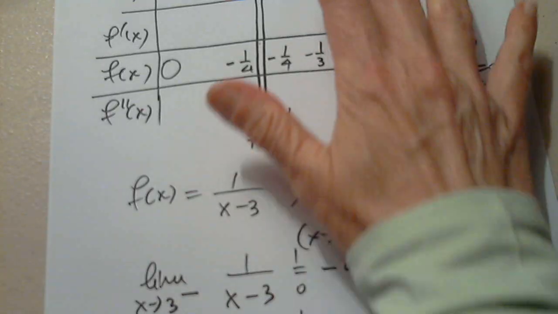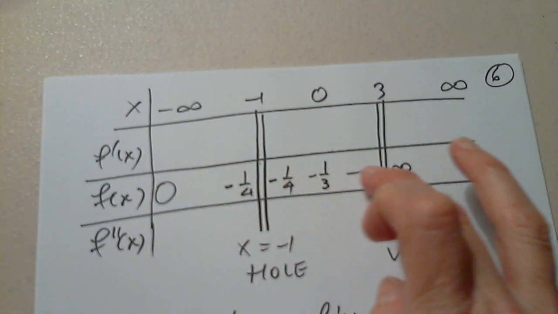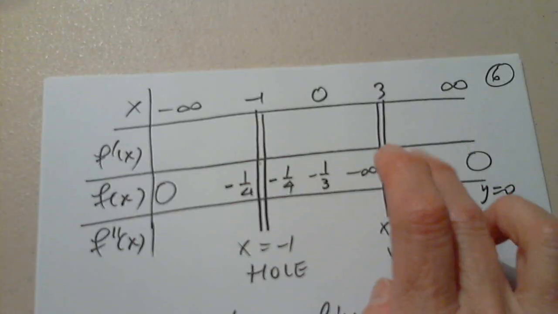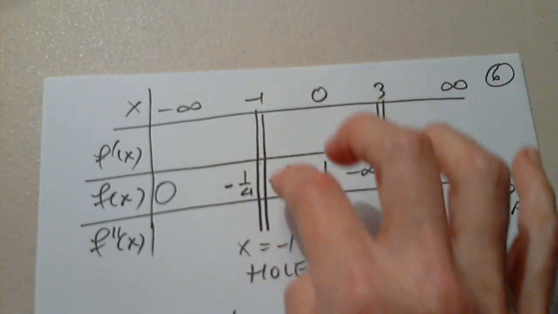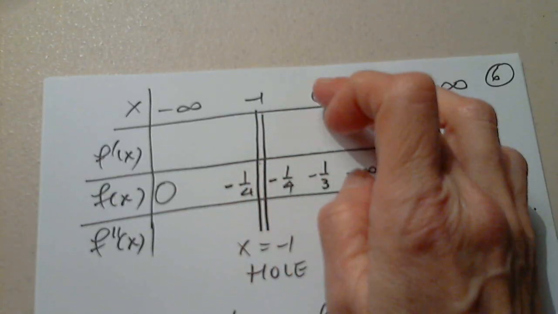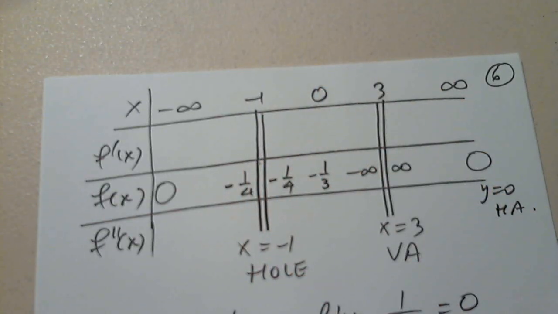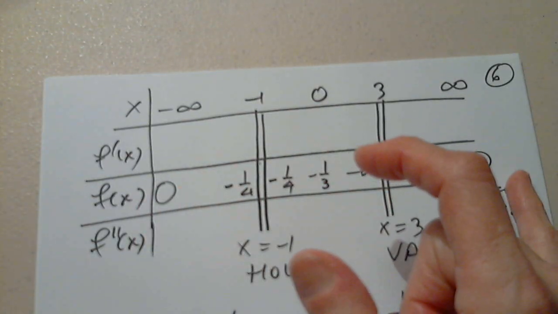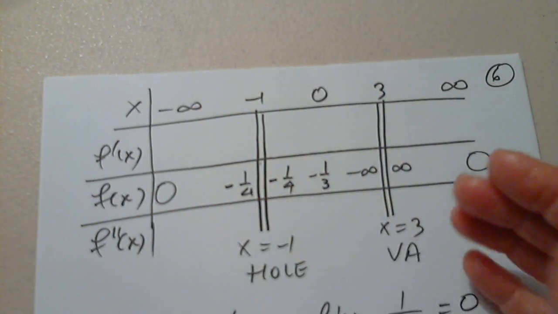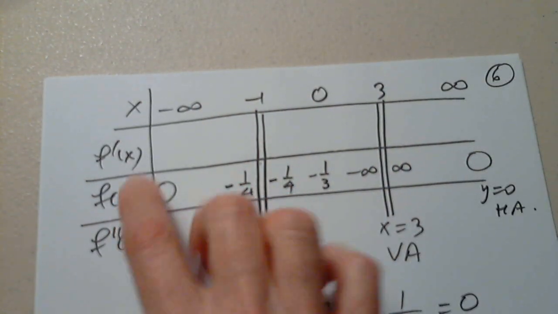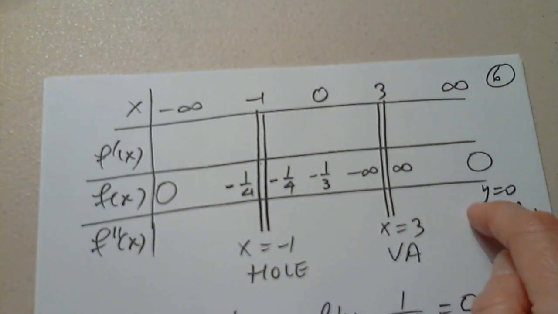I exhausted everything about the function. Limits left and right of the vertical asymptote, the hole, -1/4, the y-intercept, there is no x-intercept, and the limits at infinity. There is nothing else I can find about the function from the function itself. Now I have to study the first derivative and the second derivative.